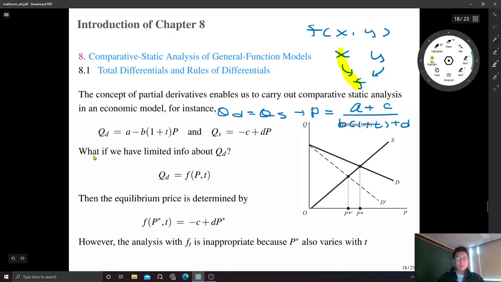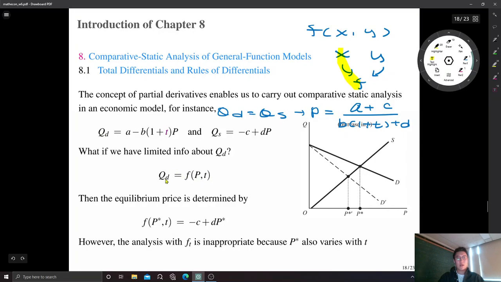But the question is, whenever we have an explicit form of a demand curve and supply curve, we can find the explicit form of price, express it as a function of several variables, and then do some partial derivative analysis. But what if we have limited information about quantity demanded? So QD is no longer this linear function, but just some arbitrary function f of p and t.